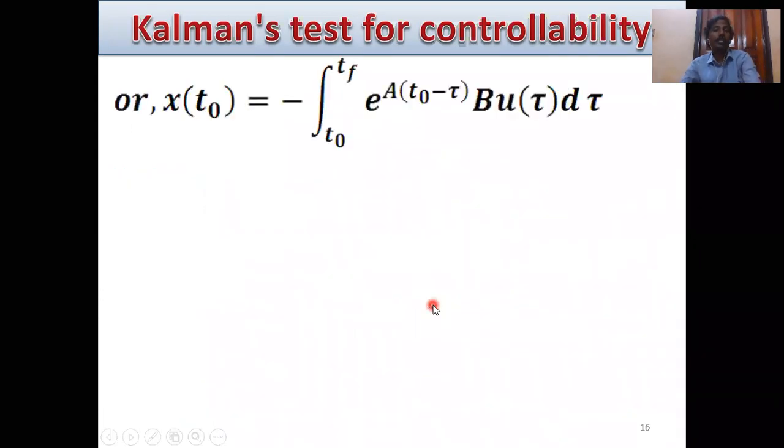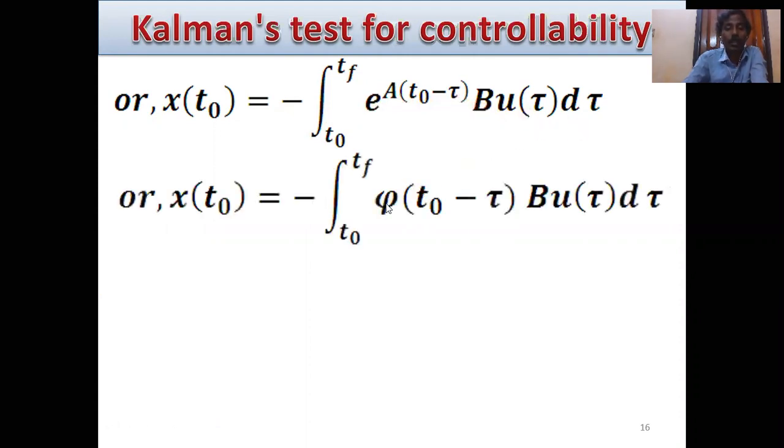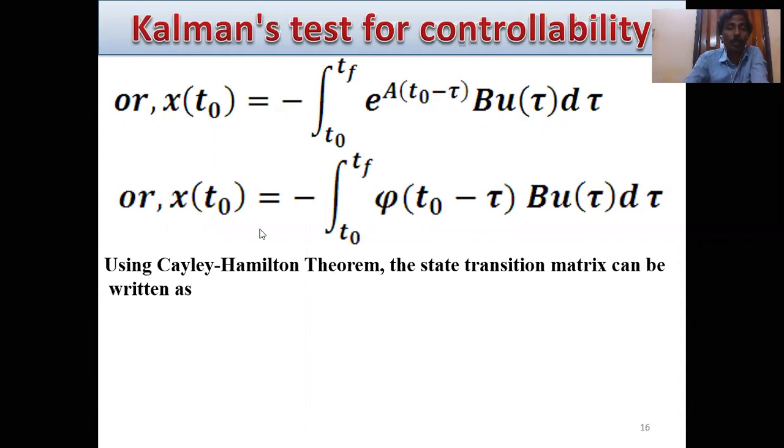So the next equation, the initial state x(T0) equals the integral from T0 to Tf of e^(A(T0-τ)) B u(τ) dτ, with a minus sign in front. This is equivalent to phi(T0-τ). By using the state transition matrix, phi(T0-τ) is equivalent to e^(A(T0-τ)), and B u(τ) dτ.